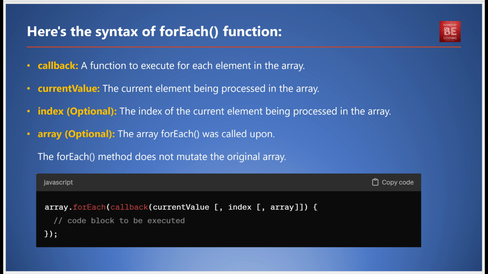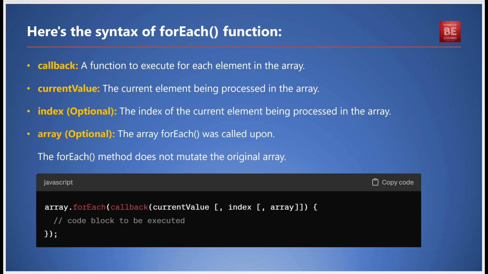Here, callback is the task you're asking to be performed. It's a function you provide to be executed for each element in the array. The current value is the array element currently being processed. Think of it as the individual item in the array that the callback function is currently working with.